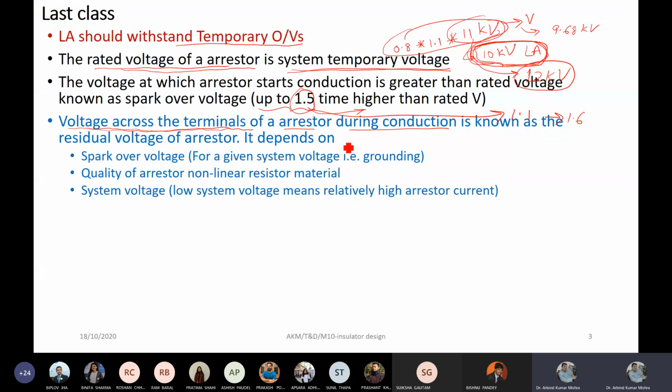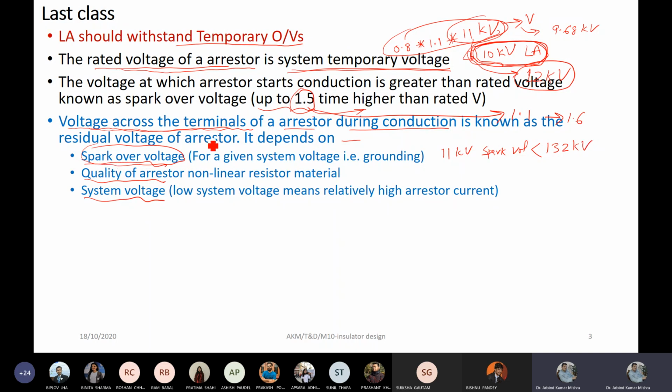And we had also discussed the factors on which this depends, and why we call it the spark over voltage. A spark over voltage means, for example, it is always known that for an 11 kV system, the spark over voltage will be less than 132 kV. That's well known.